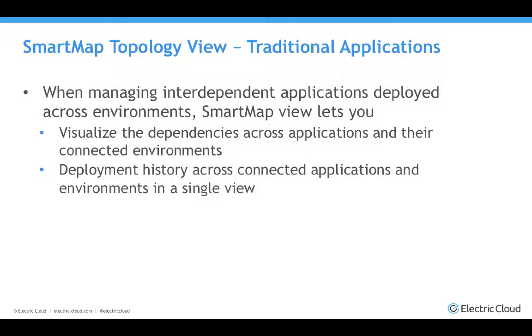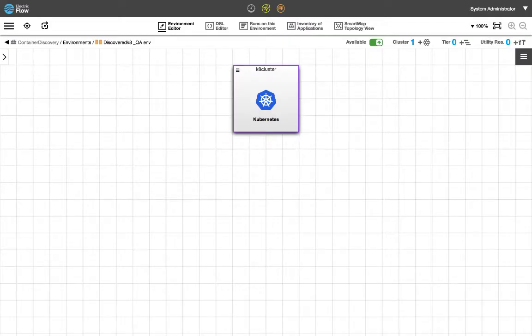Let's now look at a demo of the SmartMap topology view in ElectricFlow. We'll start in the editor for an environment that has a single cluster configured to point to Kubernetes. This environment is mapped to an ElectricFlow application with microservices defined. I could also access the SmartMap view from that application. All of my views for the environment are across the top, including the SmartMap topology view. I'll click to open the visualization.